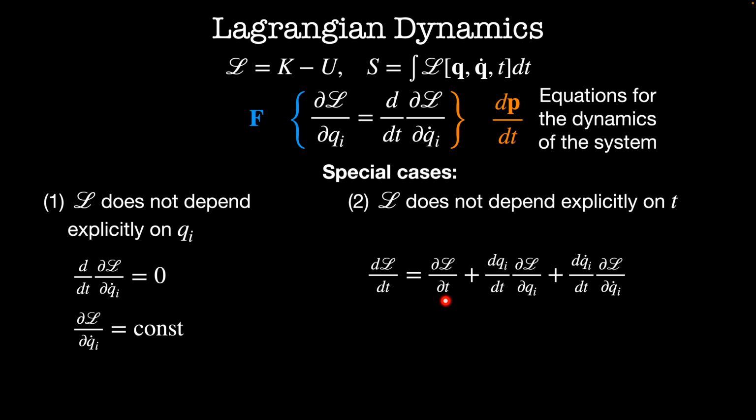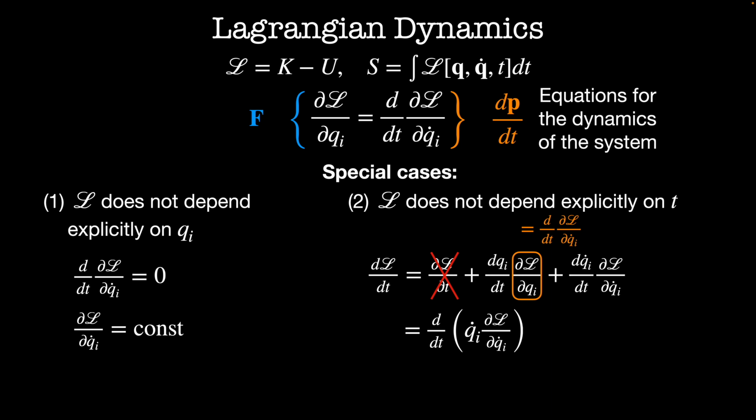So the partial derivative of the Lagrangian with respect to time vanishes because L does not depend explicitly on time. From the definition of the Euler-Lagrange equation, we can replace the partial derivative of L with respect to qi with d by dt of dL by dqi dot. Then what I'm going to do is undo the chain rule here, and I end up with d by dt of qi dot times dL by dqi dot. And this is equal to the total derivative of the Lagrangian with respect to time.